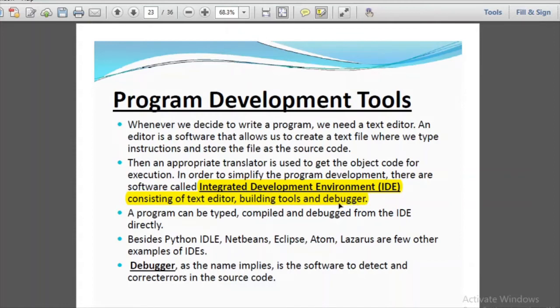अगर आपको उसमें debugging करनी है, कोई predefined function use करना है, तो that is all provided by these predefined IDEs. Programs can be typed, compiled and debugged. Debug means finding out any errors in your program. Besides Python IDLE, NetBeans, Eclipse, Atom and Lazarus are a few other examples of IDEs. A debugger, as the name implies, is software to detect errors in the source code. अगर आपके कोड में कोई भी तरीके की प्रॉब्लम एरर है, that is identified by the debugger.